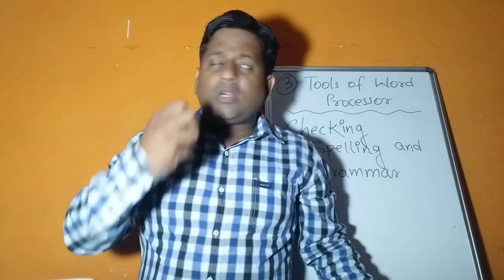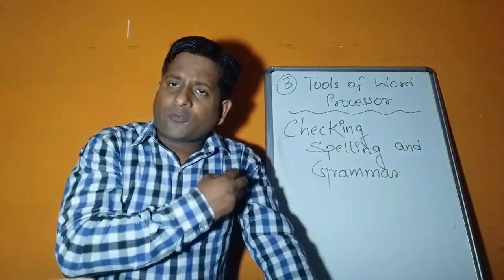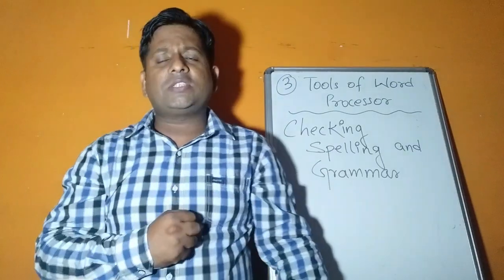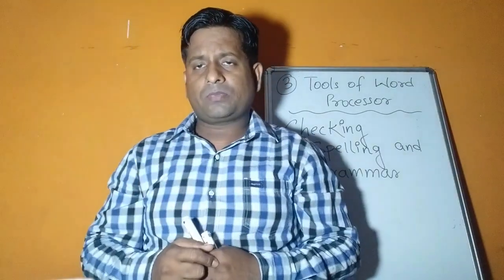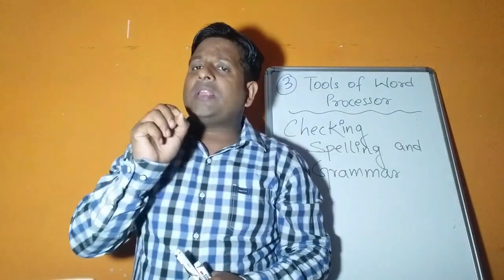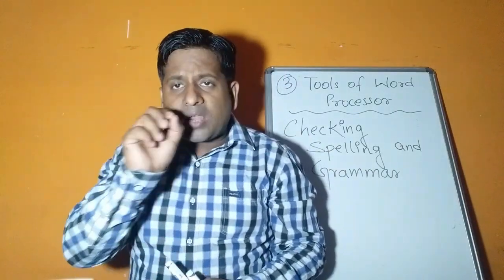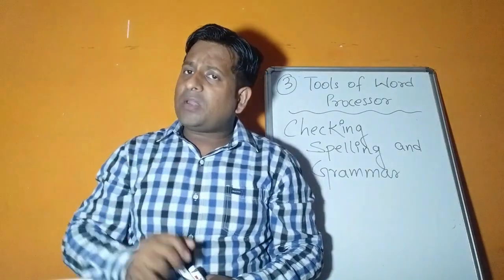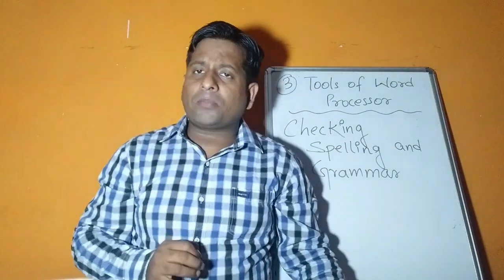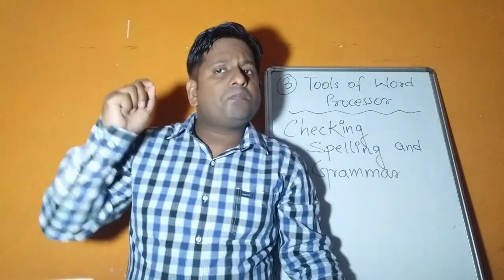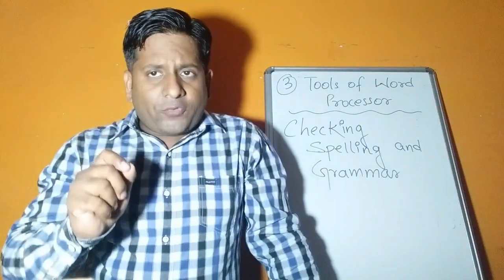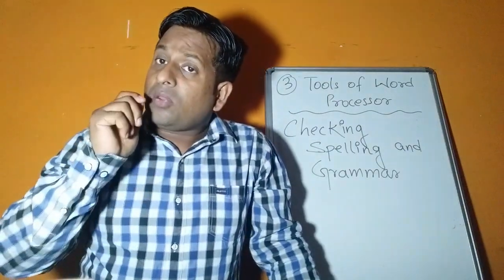Now the computer word processor, in fact Microsoft Word, has one important feature. It automatically detects the spelling and grammar. The spelling mistakes are underlined by red color. So red color means a spelling mistake is there. You can easily identify from that color that you have made some mistake. Now the mistake can be rectified.